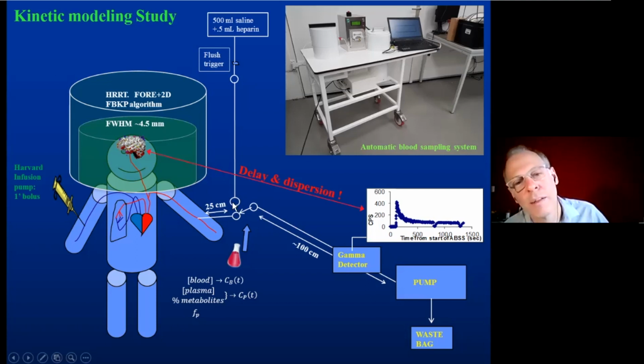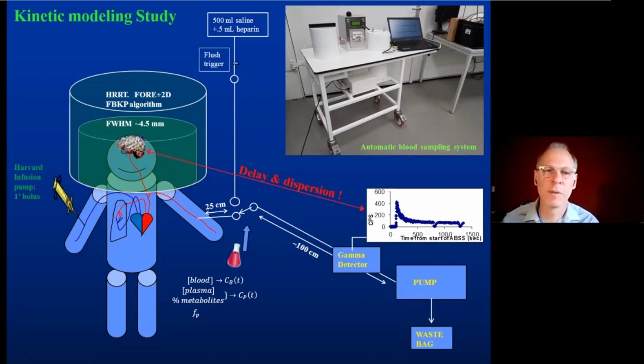Because it takes time for the blood to travel from here to here, and in particular from here to here, there is a delay between what we measure in the automatic blood sample system and what we should measure in the brain, which is our area of interest. And in addition, there is a change in the shape, a phenomenon known as dispersion.